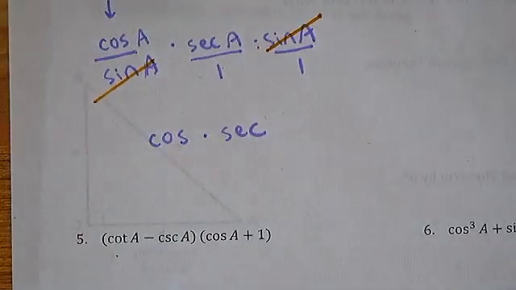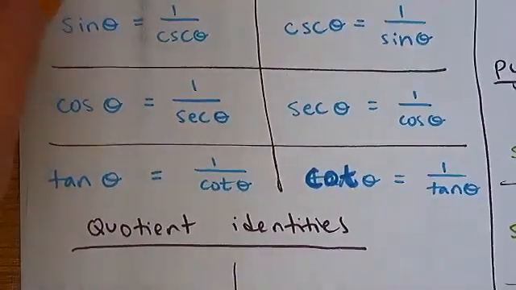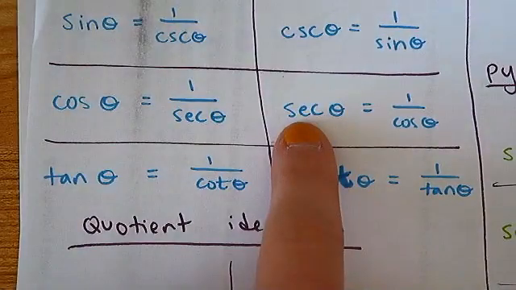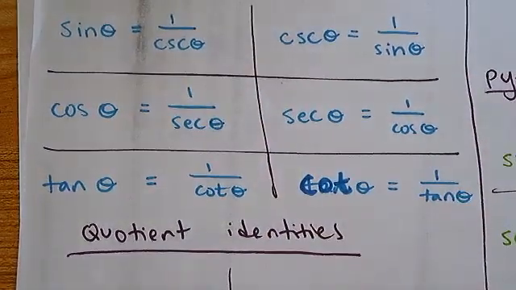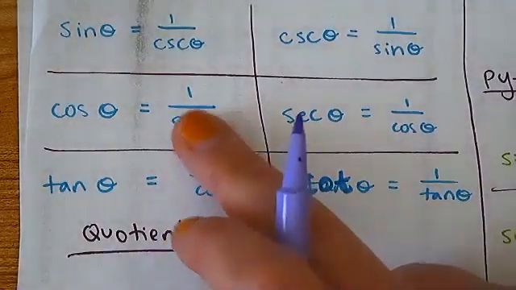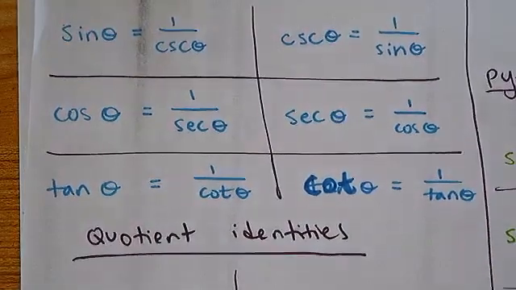So what else could I possibly replace here? I have a cosine and I have a secant. Any ideas? Well, secant equals 1 over cosine. And there's so many different ways for you guys to solve this too. If you wanted to go this route, totally fine. You're going to get the same answer. So there's really multiple ways to solve this.